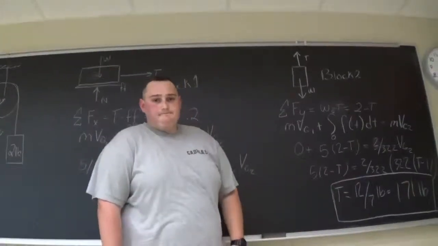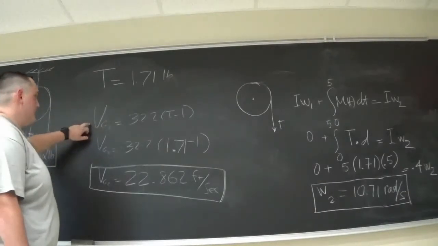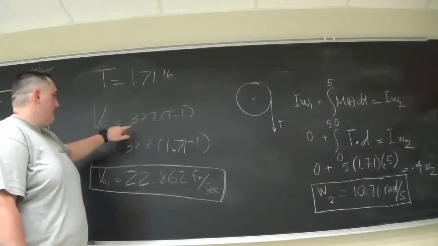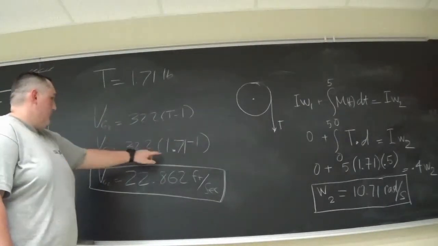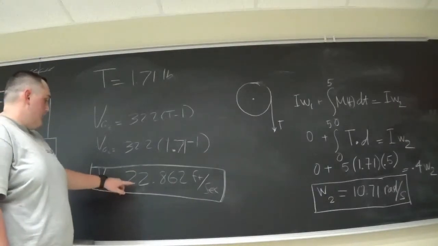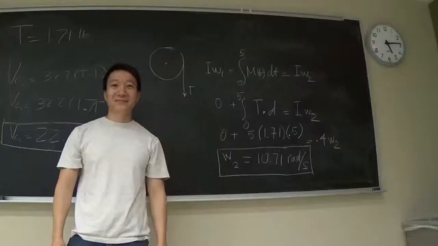Now that we have our tension, we can plug it back into the relationship we found at first, which was the velocity at 2 equals 32.2 times (T minus 1). When you plug it in, we get the velocity of block 2 to be 22.862 feet per second.